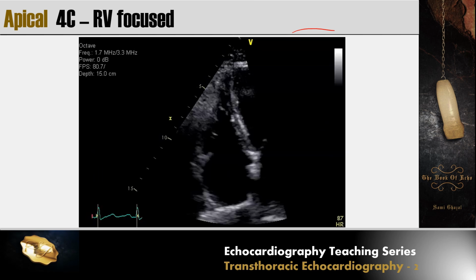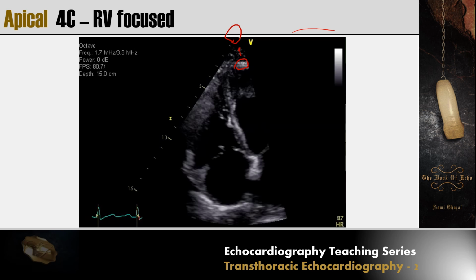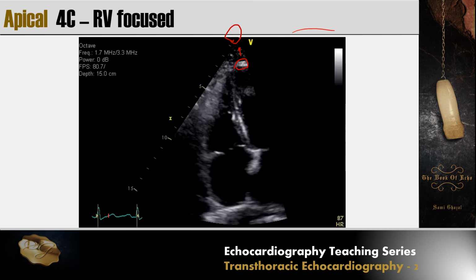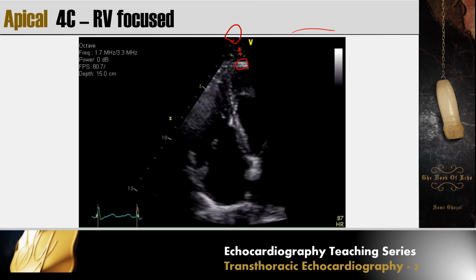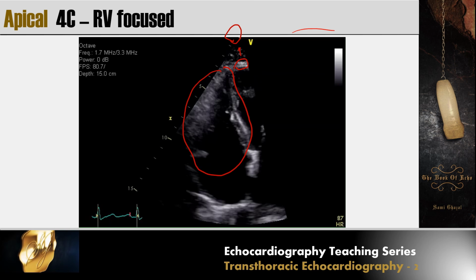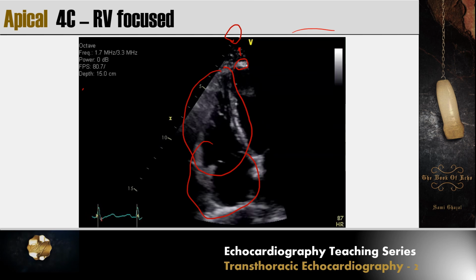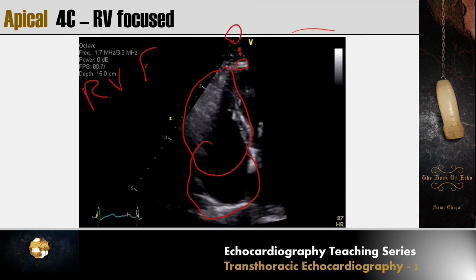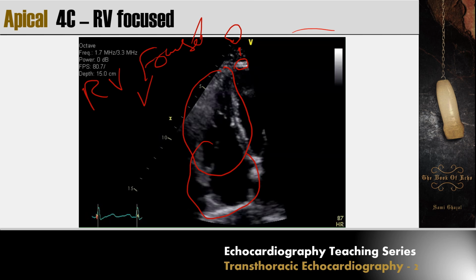Then we will proceed to the RV focused view. In RV focused view, if you note, this is the LV apex, and it is in the center of the sector pointing toward the probe. So this is the probe here, and this is the LV apex. However, we will angulate the probe anteriorly or posteriorly to get the maximal size of the RV and RA, and this is called the RV focused view.